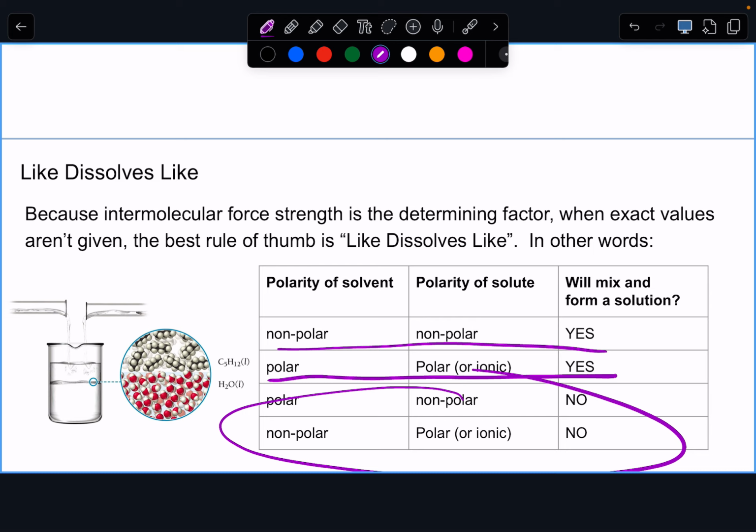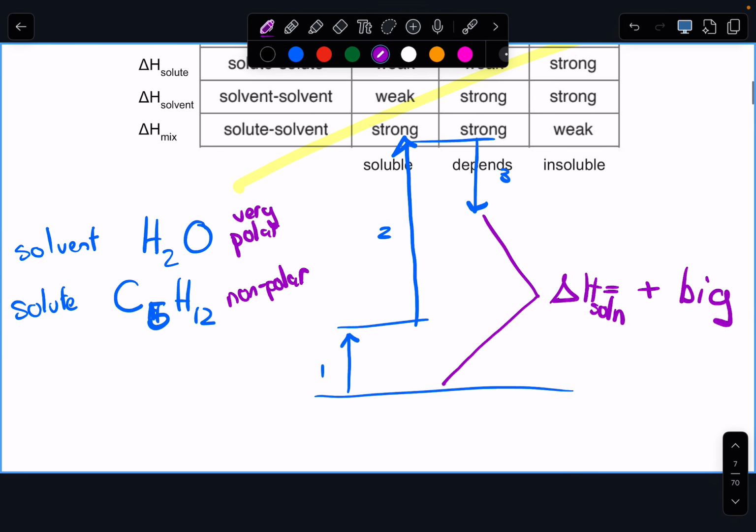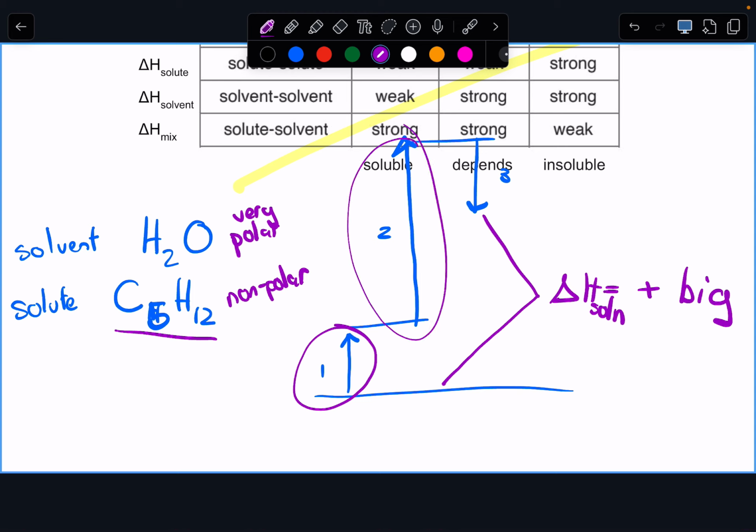Everything we've been talking about up to this point is an explanation for this. So the example we did at the very end of class was talking about a polar thing and a non-polar thing, okay? So water and pentane. Pentane has dispersion forces, so it's going to require a small amount of energy to break those apart. Water has hydrogen bonding, so it's going to take quite a bit of energy to break those apart.